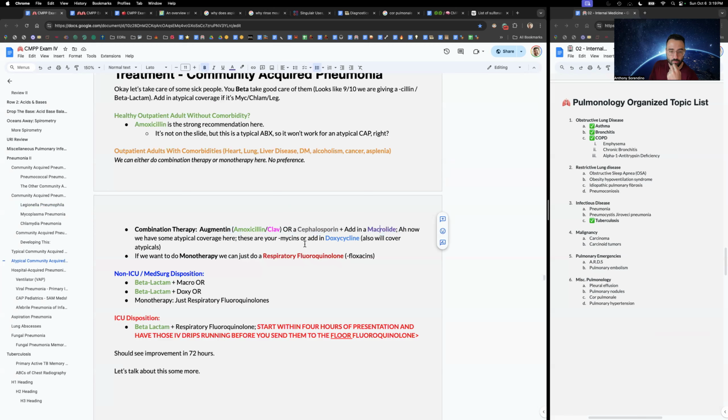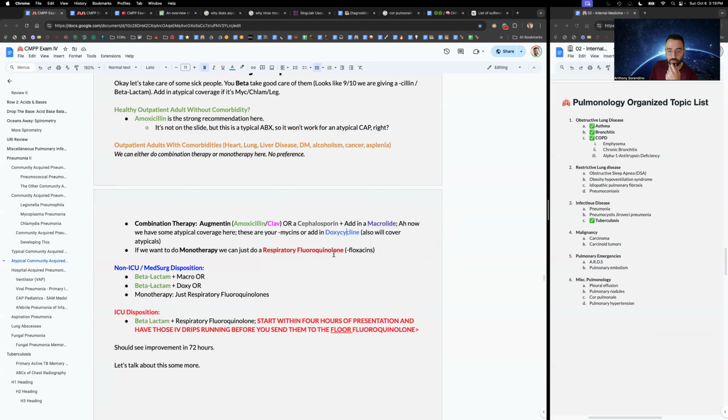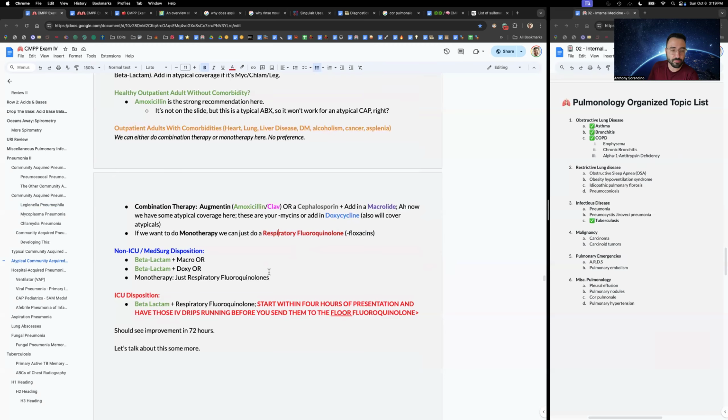Or instead of a macrolide, you can put in doxy, so you just have atypical coverage, or you just hit them with a fluoroquinolone, which is going to cover everything, probably more gram negatives. This will work for us. It's good for Pseudomonas. This is good for Legionella.